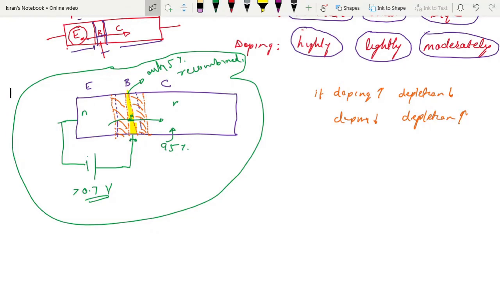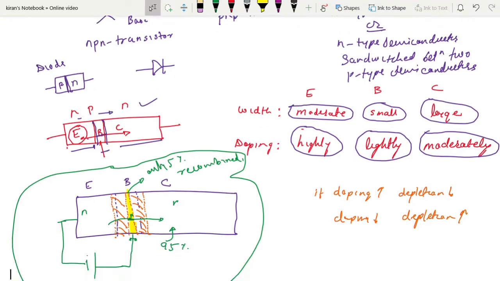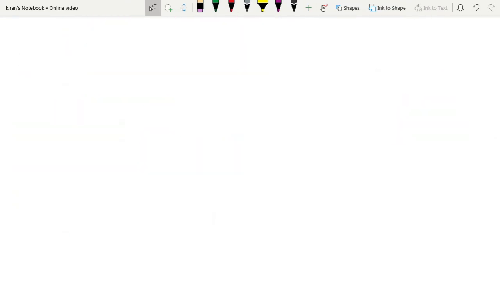Now, this is the construction of a transistor. So basically, this is very important. The width of emitter, base and collector is different, and also the doping concentration of emitter, base and collector is different. So if I have an NPN transistor, it will look something like this. This is an NPN transistor, and there will be three terminals.